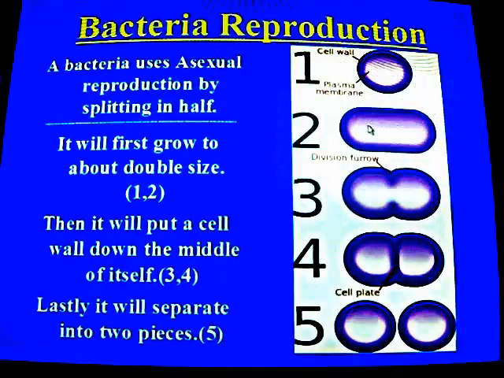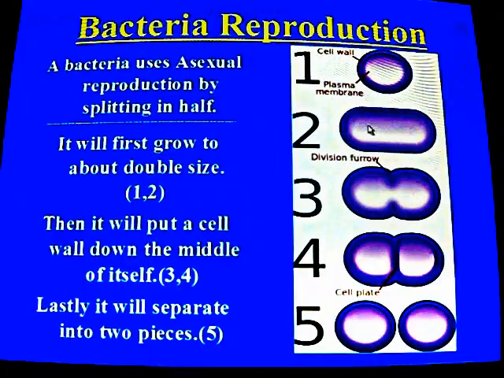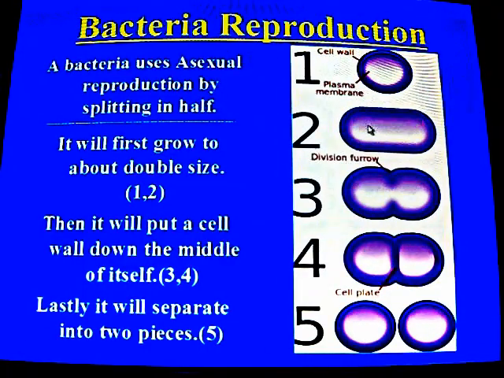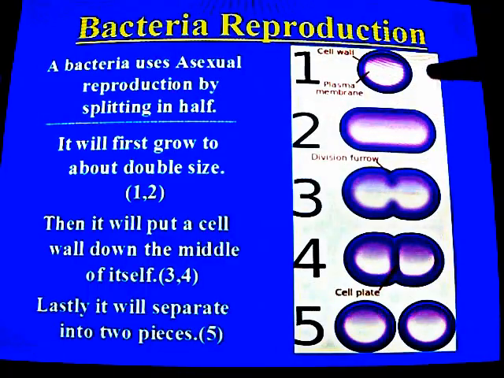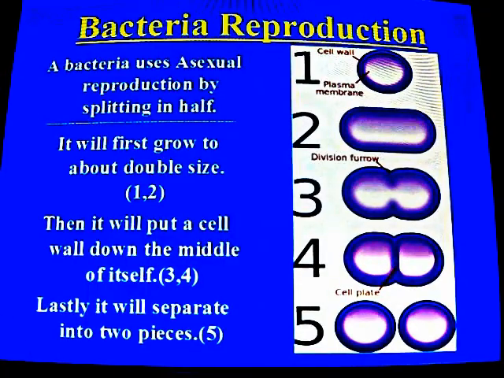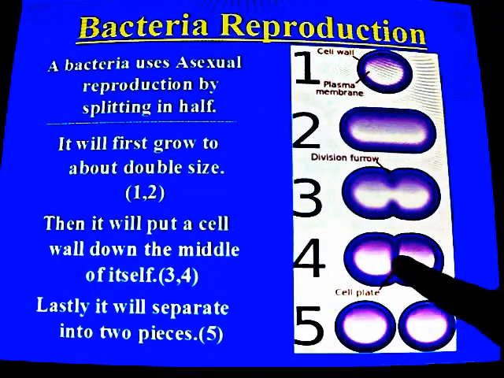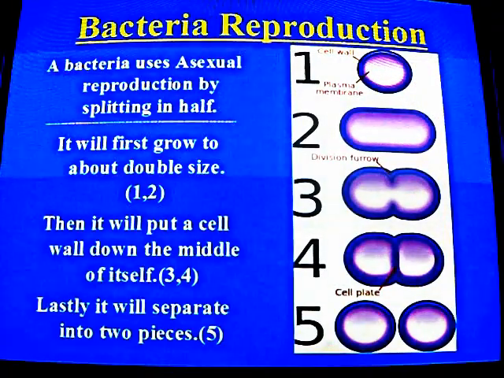Bacterial reproduction. A bacteria uses asexual reproduction by splitting in half. First, it will grow to about double size. Then it will put a cell wall down the middle of itself. Lastly, it will separate into two pieces.